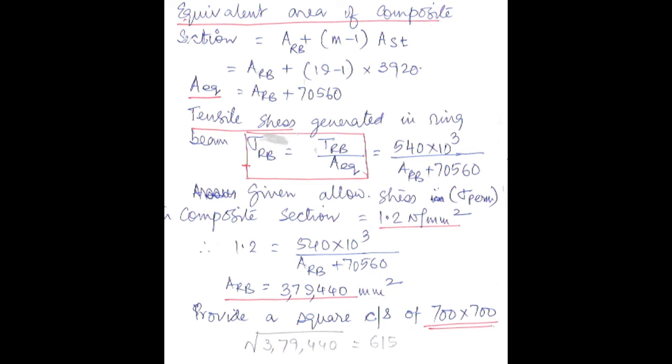379440 millimeter square. Now for the ring beam, you assume that you are giving a square cross section, so you take the square root of this value. From there you are getting 700 by 700. So if you provide a square cross section, we are getting the cross section of the square ring beam as 700 by 700. Again, it is up to your approximation. You do the square root, you get 615. So you can give it as 650 by 650 also, or 620 by 620 also. But anyhow, I have assumed the value as 700 by 700.